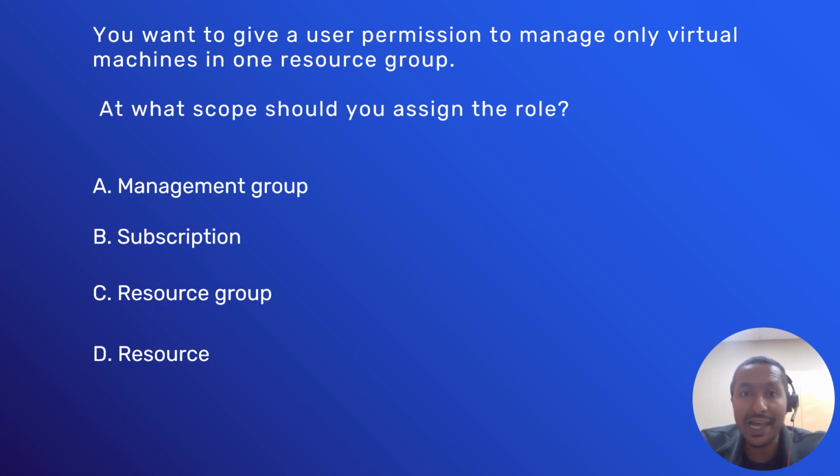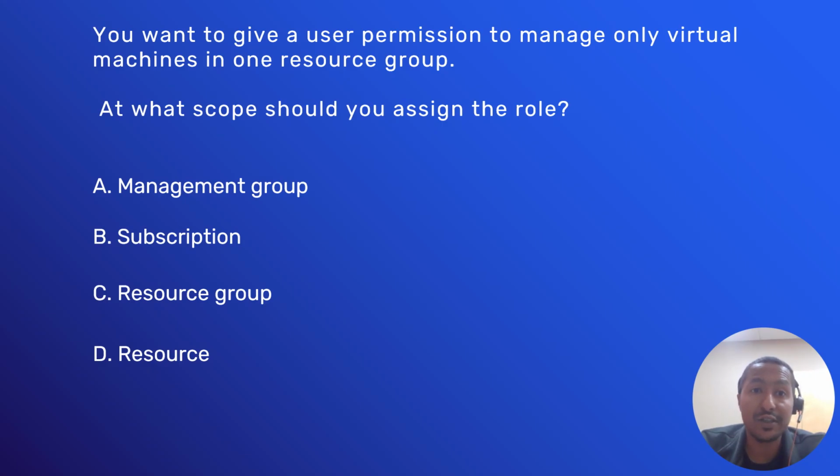Assigning the role at the resource group level lets the user manage only the resources inside that one group, including virtual machines. It gives them just enough access to do the job and nothing more, which aligns perfectly with the principle of least privilege.